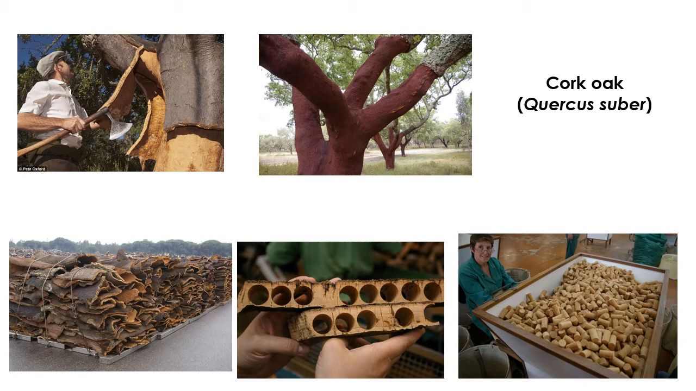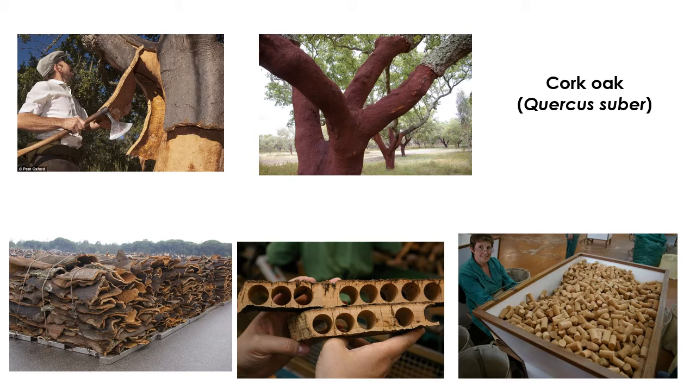Okay, so let's talk about cork. Let's talk about bark a little bit. There's this one interesting species of tree called cork oak, Quercus suber, and it grows in the Mediterranean regions, mostly Spain, Portugal, a little bit in Italy, and also in North Africa.